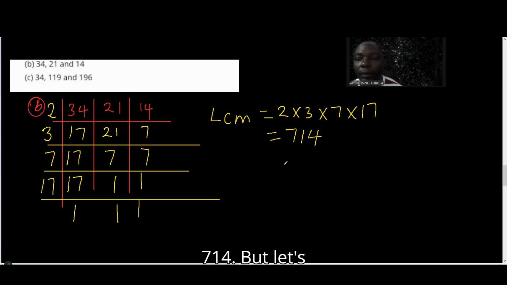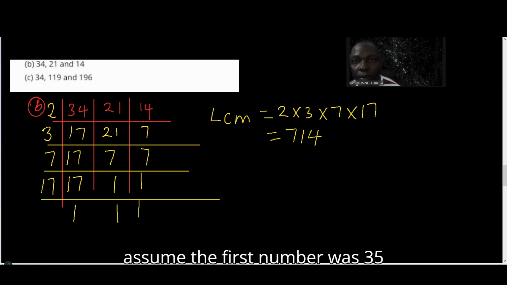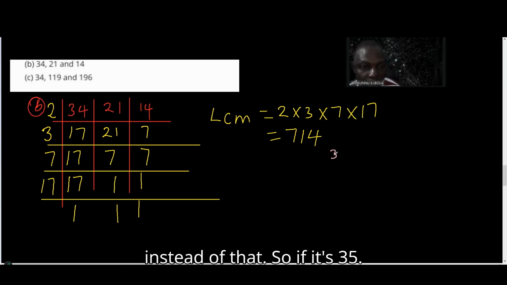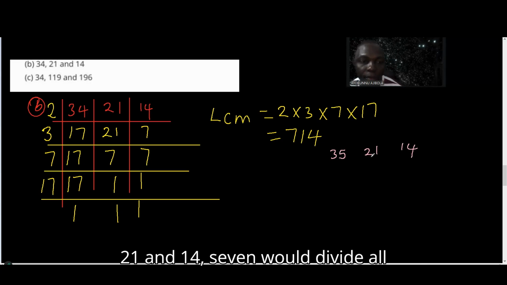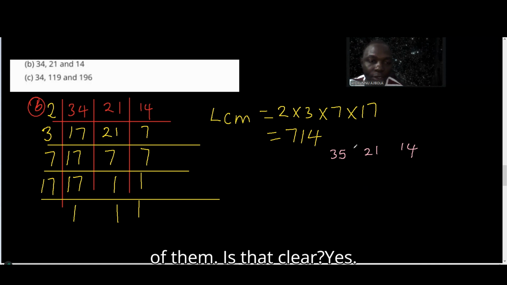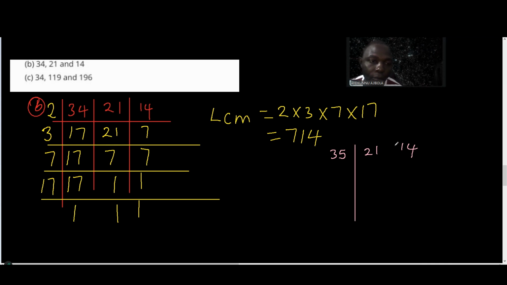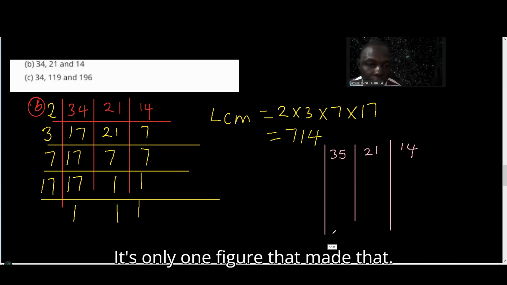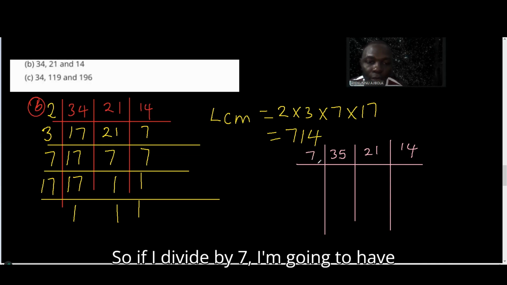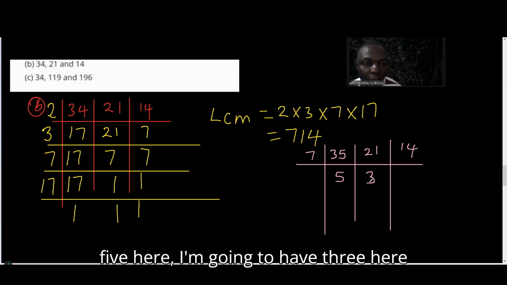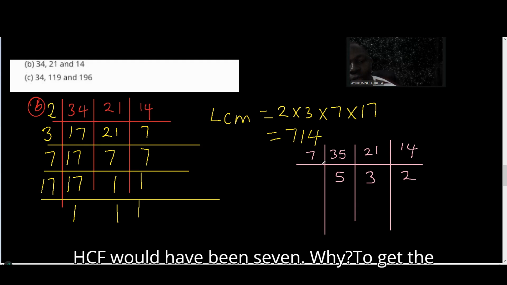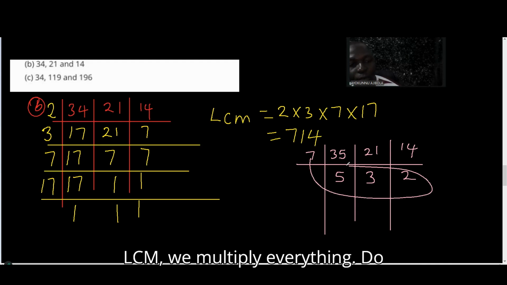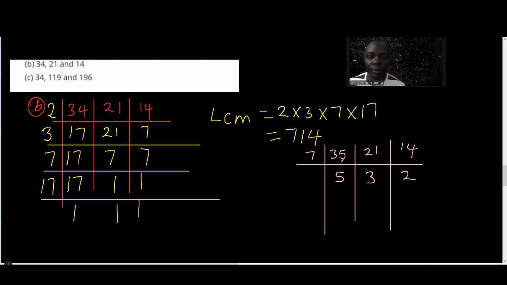But let's assume the first number was 35 instead. So if it's 35, 21, and 14, 7 will divide all of them. It's only one figure that made that difference. If I divide by 7, I'm going to have 5 here, 3 here, and 2 here. So the HCF would have been 7, while to get the LCM, we'll multiply everything. Do you understand now?